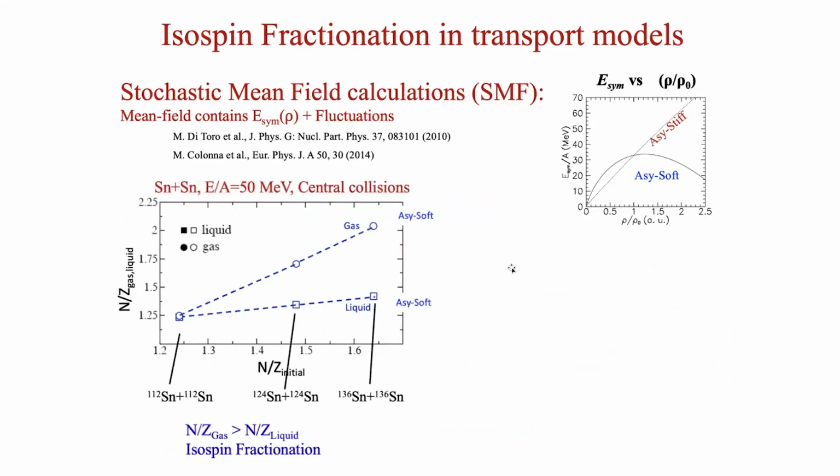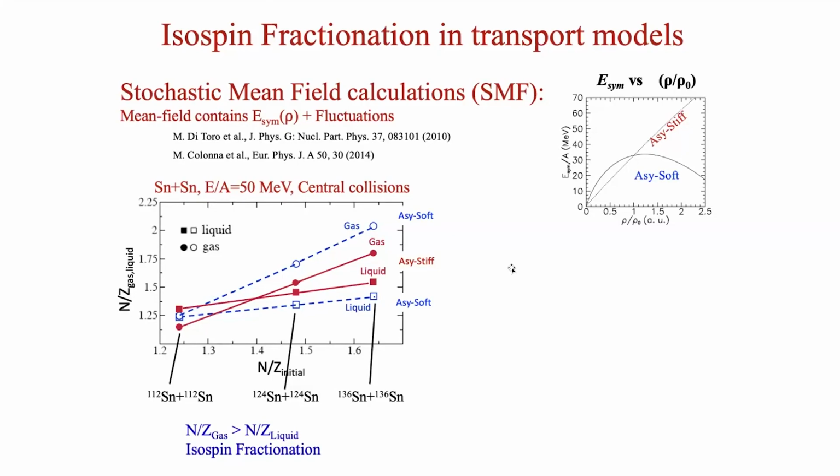collision system. And the interesting thing that could be observed at that time was that this neutron enrichment of the gas phase with respect to the liquid phase is sensitive to the density dependence of the symmetry energy, because you would expect something like that in case of a soft density dependence of the symmetry energy. But if you use a different type of this density dependence, you see that this asymmetry between the neutron enrichment in the gas and in the liquid is different. So in some sense, if we are capable of measuring this neutron enrichment, we could say something about the density dependence of the symmetry energy.